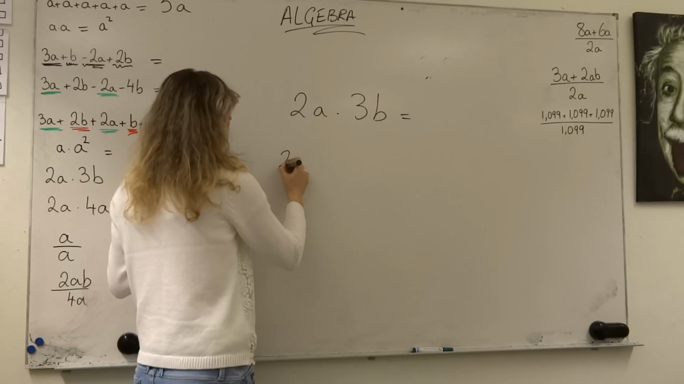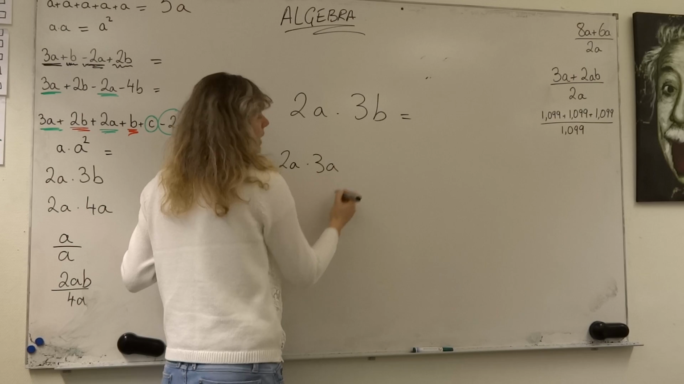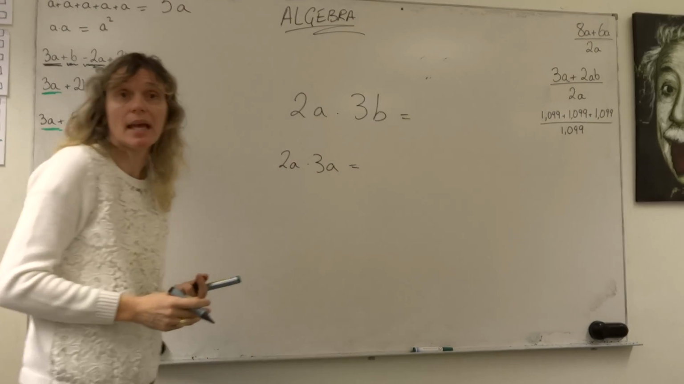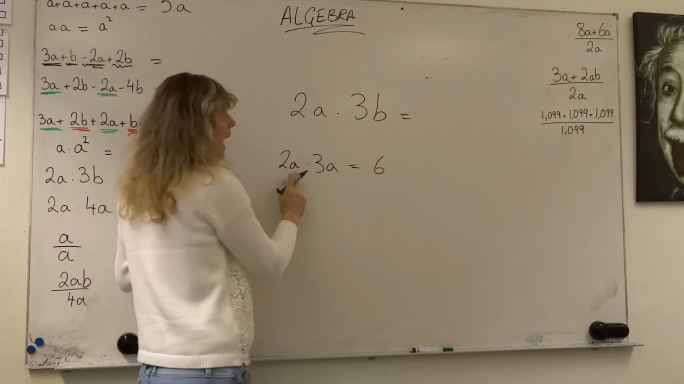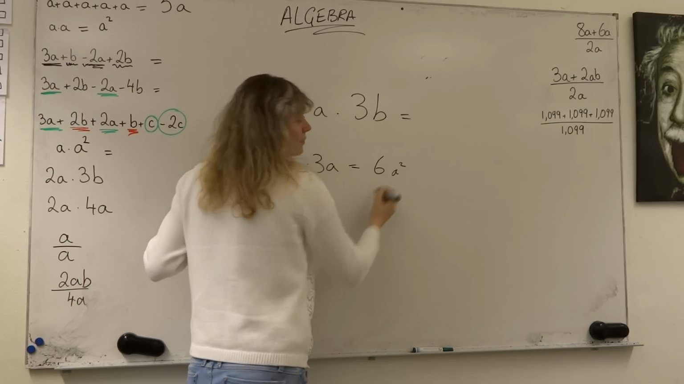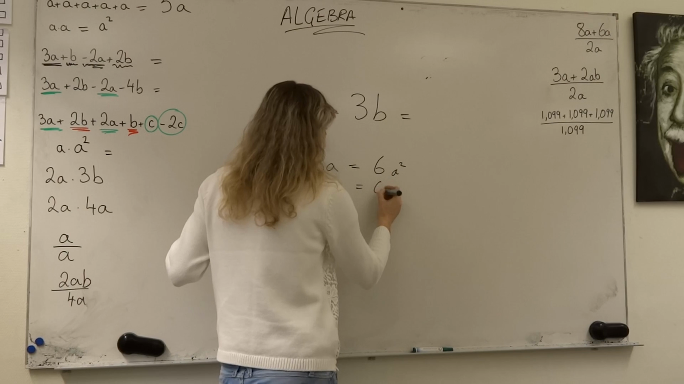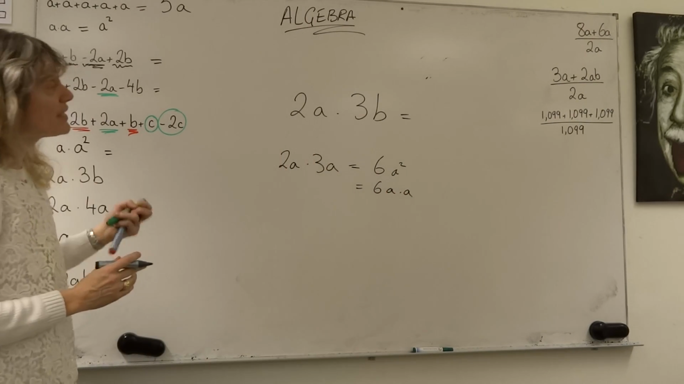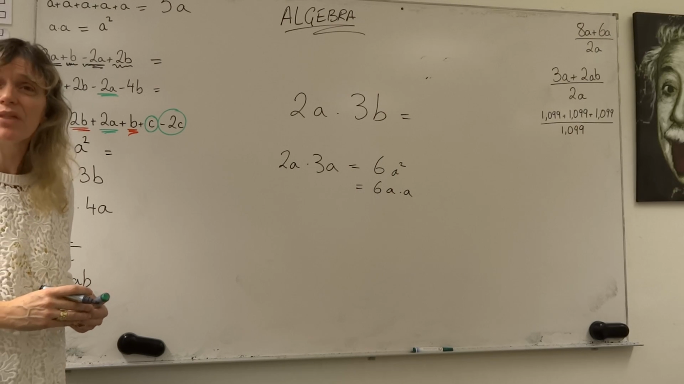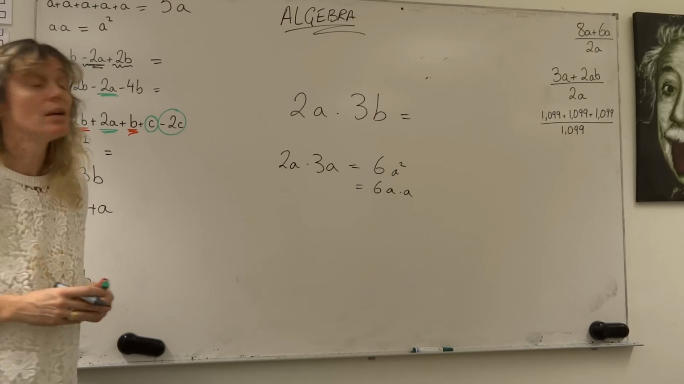If it had been 2A times 3A, it would have been really easy because it's the same letter. We'd have written it as 2 times 3 is 6, A times A is A squared. But A squared is actually A times A. So if it's different letters, we actually do the same thing, but we can't put in the square sign.